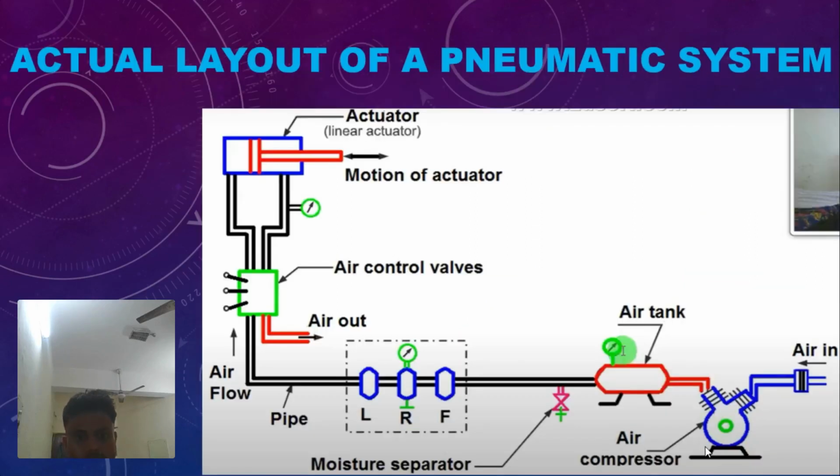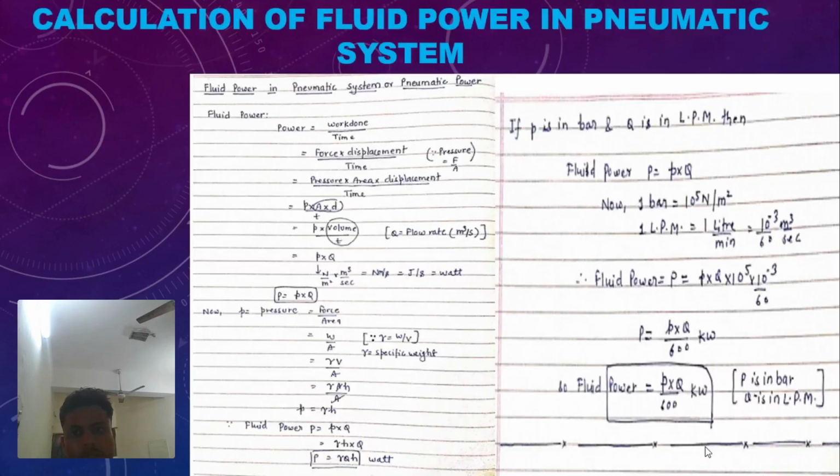So here's the actual layout of a pneumatic system. In this, the air is passed through a compressor. It is compressed, and then it is stored in a tank. And then the moisture separator removes the moisture present in the air, and then it passes through a certain number of valves, and then passing through a pipe, it finally goes to the actuator and imparts motion to the actuator, and then finally through another pipe it leaves, and all this motion is controlled using air control valves.